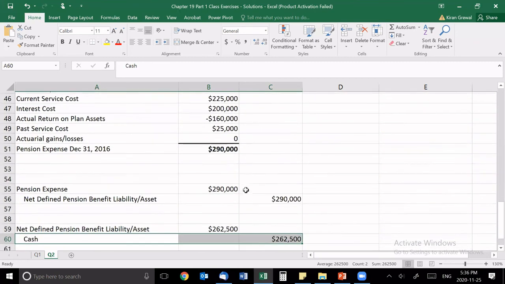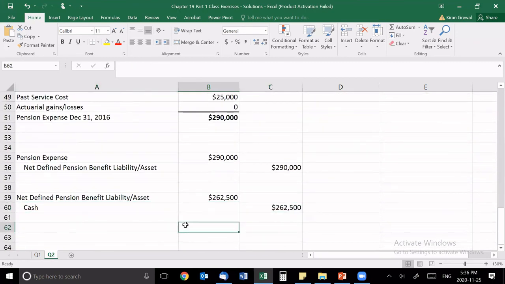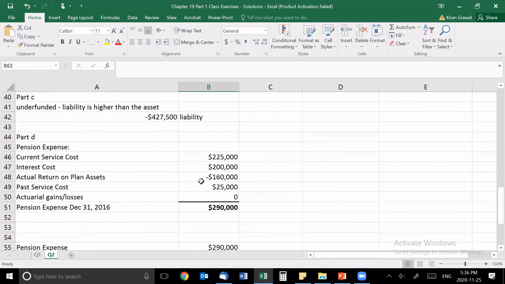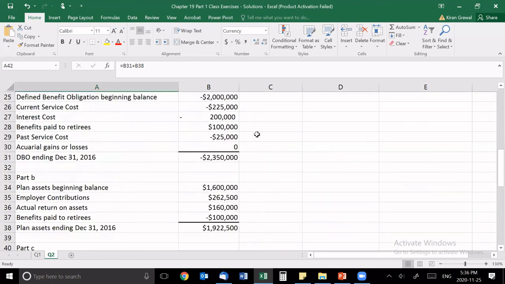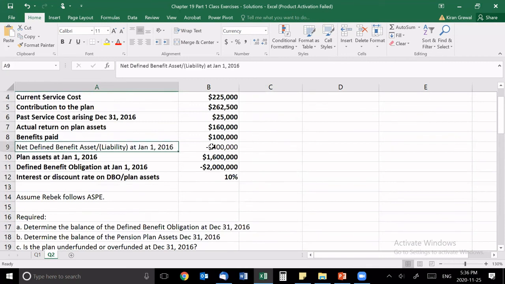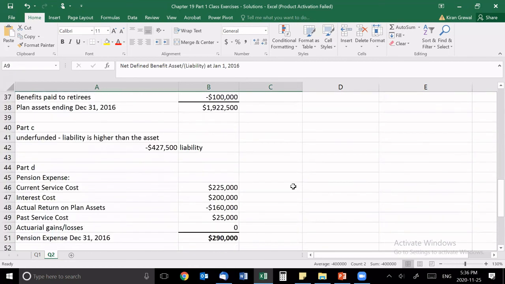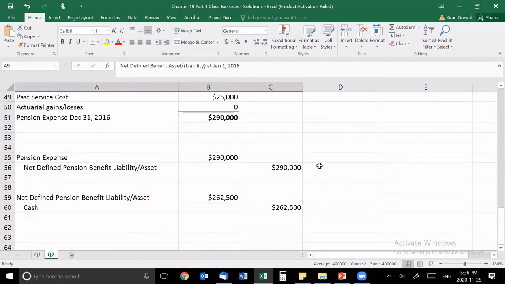And just to double check our work, we said that we're going to have a liability of 427,500 at the end of the year. The question told us what our opening balance was. It says the net defined benefit is a liability, negative 400,000, at the beginning of the year. So our opening balance of our net amount at the beginning of the year was 400.